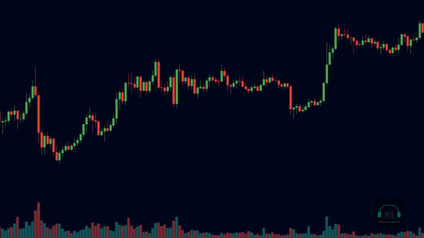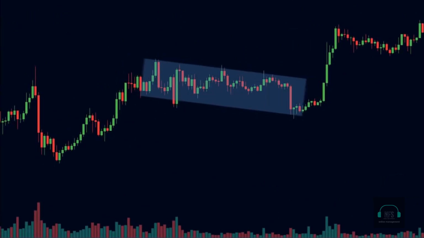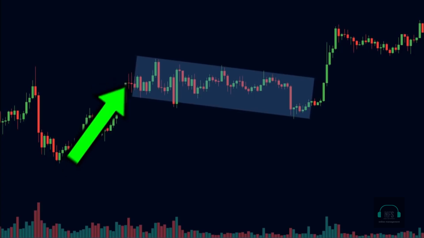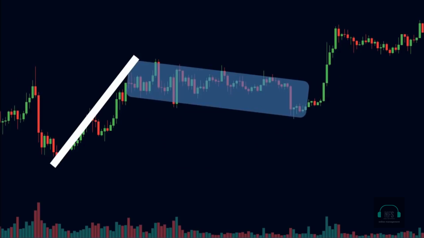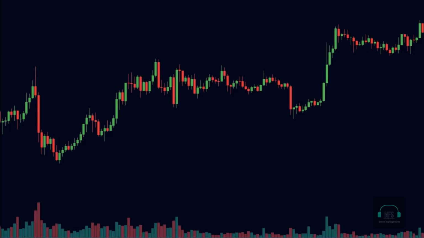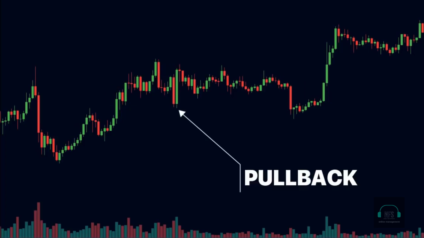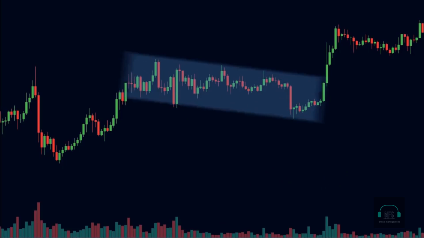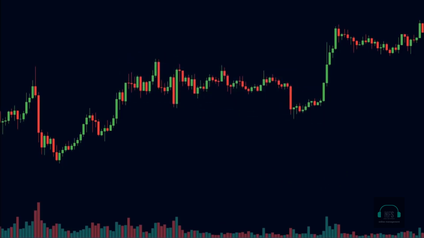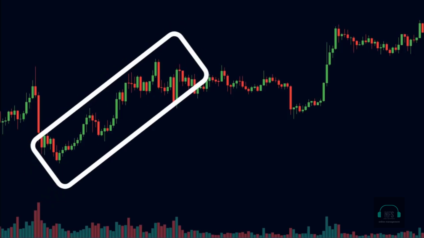The flag pattern occurs when the price starts to consolidate after experiencing a strong surge in price. It is a trend continuation pattern. The name flag pattern comes from its close resemblance to a flagpole. The flag pattern is just a form of a pullback. When the pullback starts to consolidate, a flag pattern will be formed. A good flag pattern will occur after a strong trending move.